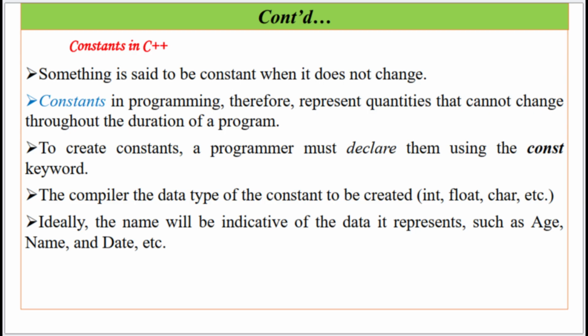Continued. Constants in C++. Something is constant when it does not change. Constants in programming therefore represent quantities that cannot change throughout the duration of a program. To create constants, a programmer must declare them using the const keyword. The compiler needs the data type of the constant to be created. Ideally the name will be indicative of the data it represents, such as age, name and date etc.